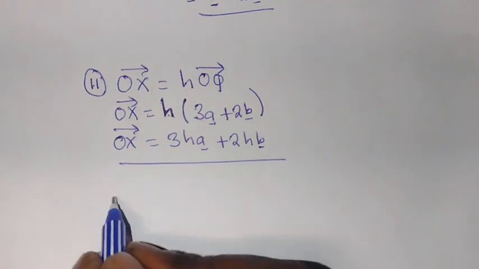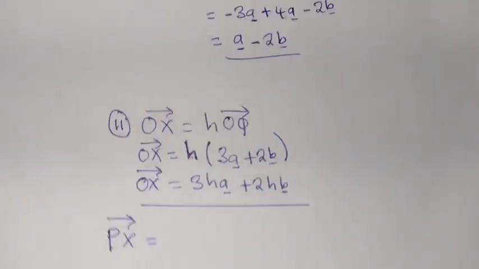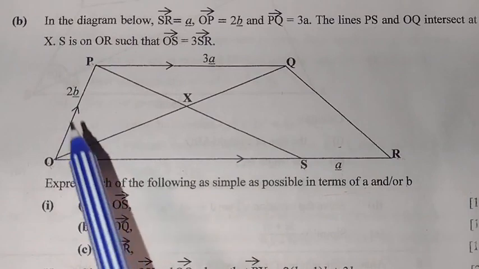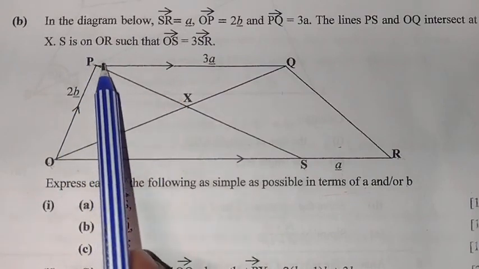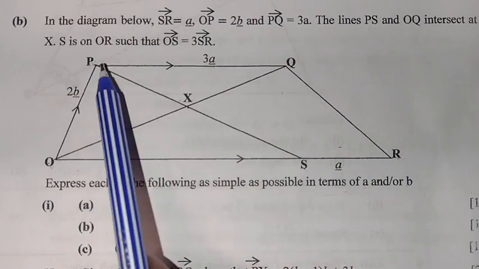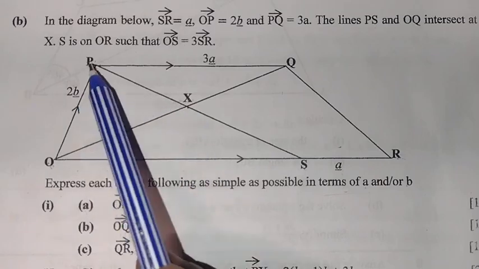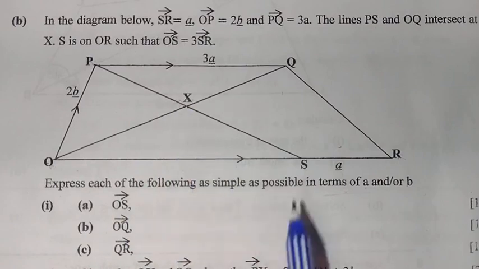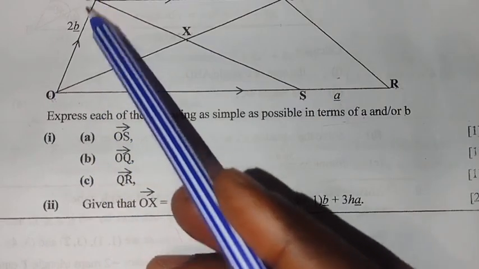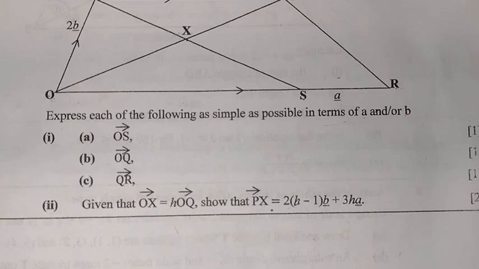So just write PX. Now you need to prove it. So PX equal to, then you go back to your diagram. So this is your diagram. Identify where is PX. To find PX, you can move PQ plus QX, or you can move PO plus OX. Now, the best movement will be PO plus OX. Why? Remember, in this statement, they gave you OX. So that's why we move PO, OX. Because OX, we have it right here.